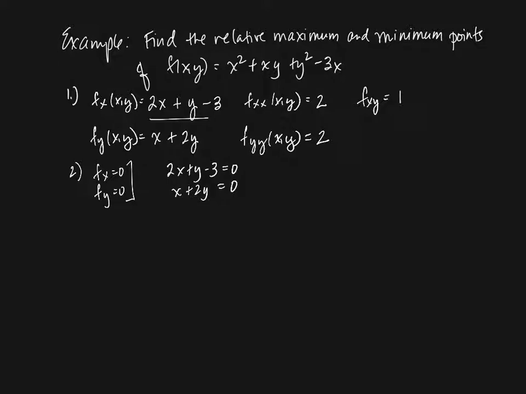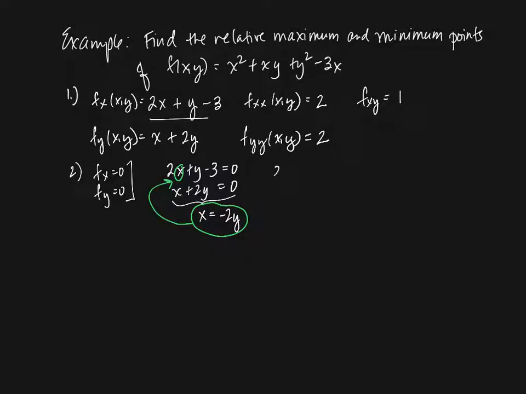So our two strategies here are either elimination or substitution. I'm going to do substitution. So I'm going to solve this second equation for x. So subtract 2y from both sides, and I get x equals 2y. Then that I'm going to take and substitute in here for x.